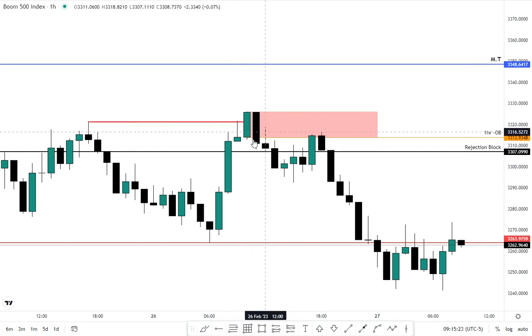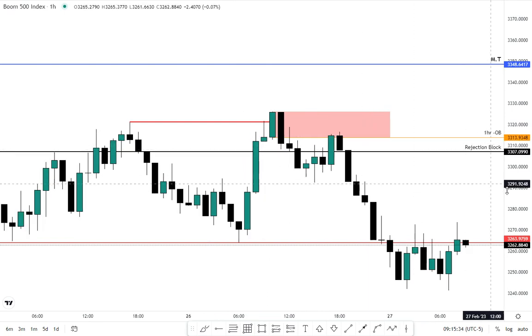So you could have been a buyer right here when price traded right through this order block's low and came back into it. You could have bought there, but that is very risky for those who are not comfortable with that entry technique.